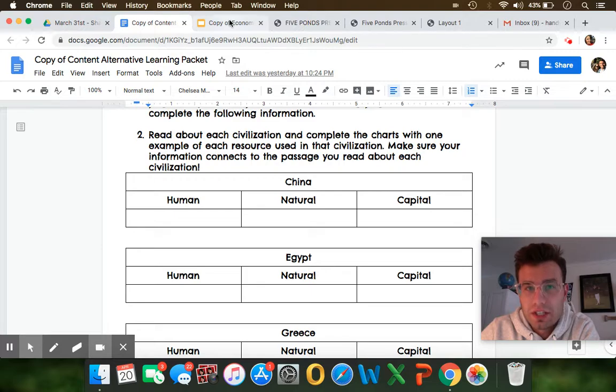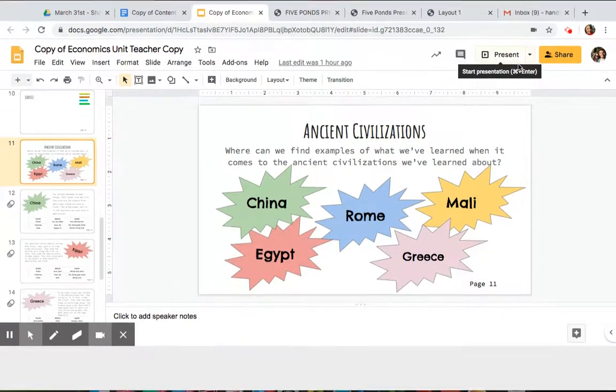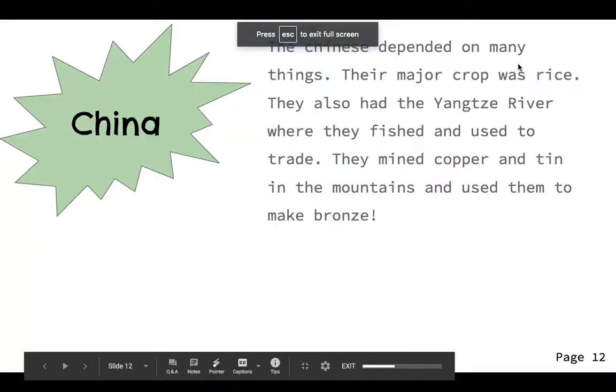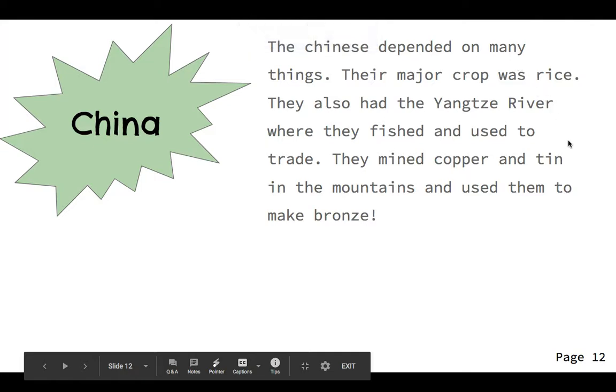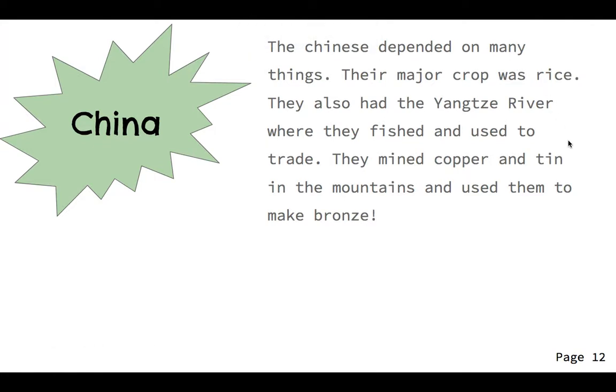So we're going to start with China, and here's how we're going to do it. I'm going to read to you a little bit about China to refresh your memory, and then we're going to talk about some of the examples of the resources. So China, the Chinese depended on many things. Their major crop was rice. They also had the Yangtze River where they fished and used to trade. They mined copper and tin in the mountains and used them to make bronze. So maybe you heard some examples of human, natural, and capital resources.